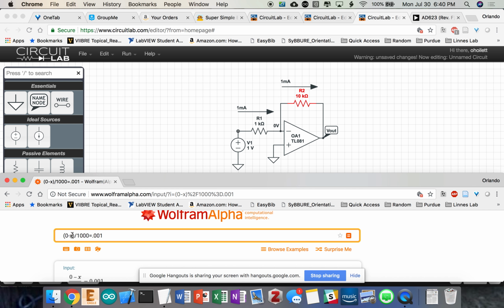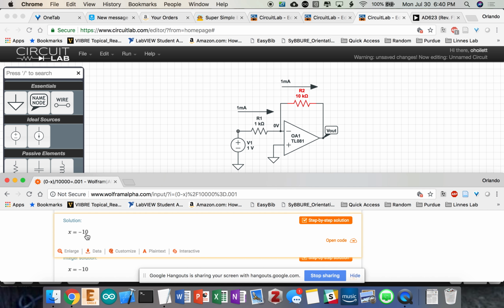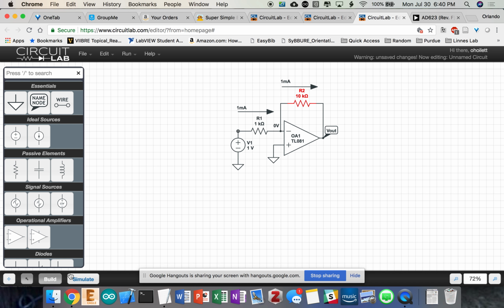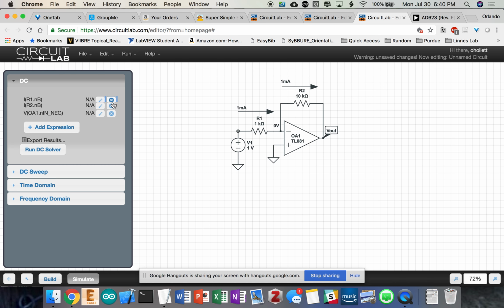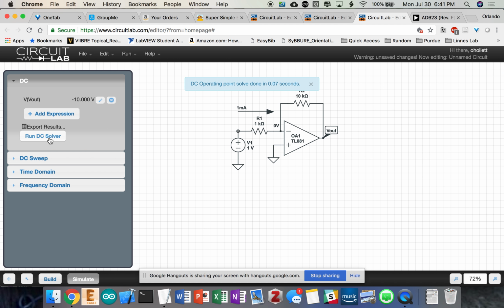So 0 minus V out, I'll just put X in Wolfram Alpha, divided by 10,000 now instead of 1,000. And that must equal 1 milliamp. And so the answer to that is now minus 10. So if I run it through the simulation, we get minus 10. And that's how you get gain.